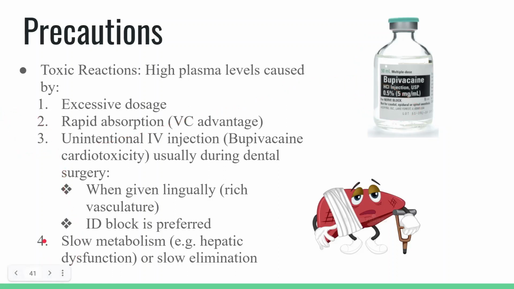The fourth reason behind a high plasma level is a slow metabolism, right? For example, someone with hepatic dysfunction, old patients. All of these things will reduce the metabolism of the local anesthetics, which will lead to higher amounts, which will stay in the body for a longer time, and they will cause toxicity. Or a slow elimination, for example, renal failure patients, where the metabolites or the drug itself stay in the body for a long time. But these are the reasons why we have a toxicity in local anesthetics.